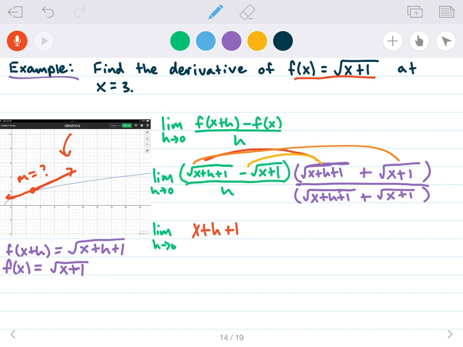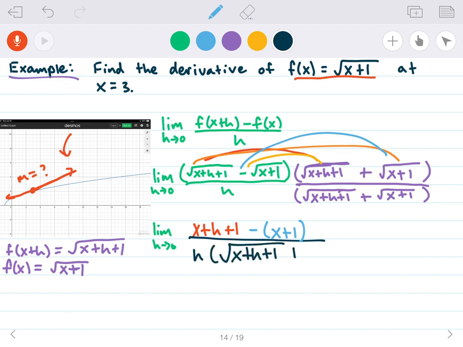And then finally, my last, if I do negative root x plus 1 times positive root x plus 1, well, since it's the same thing under the radical, it cancels, and I'm just left with negative x plus 1. Okay, and I still have this over h times root x plus h plus 1 plus root x plus 1.